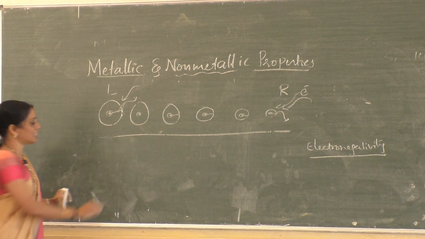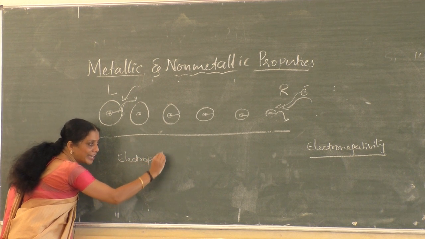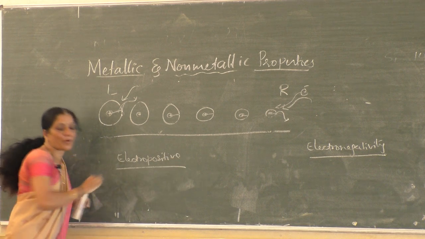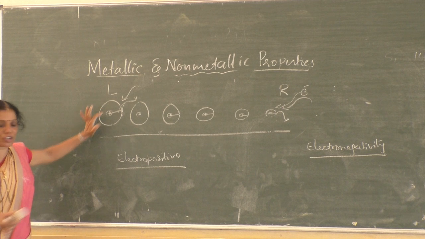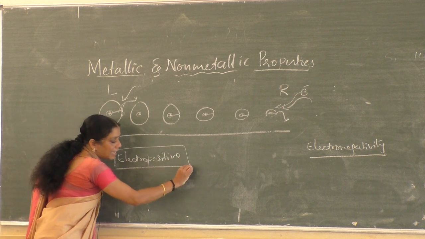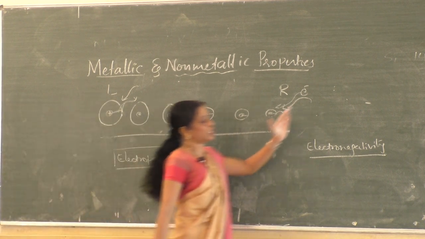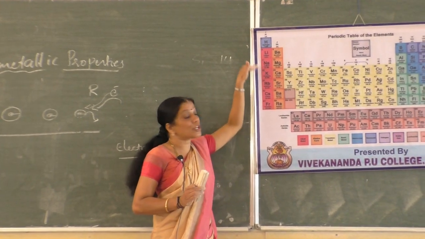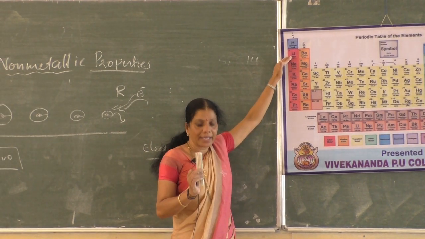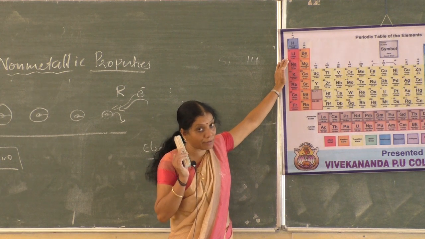Tendency to lose the electron is always called electropositive nature, electropositivity. Hence, the elements present on the left side of the periodic table have got larger size. Electropositive nature will be high. Tendency to lose the electron will be high.